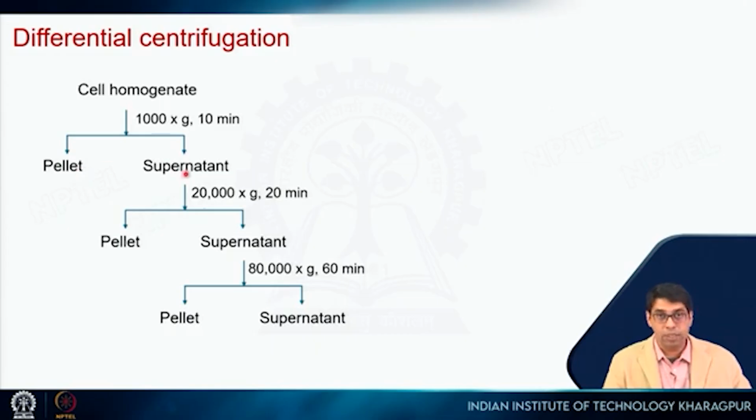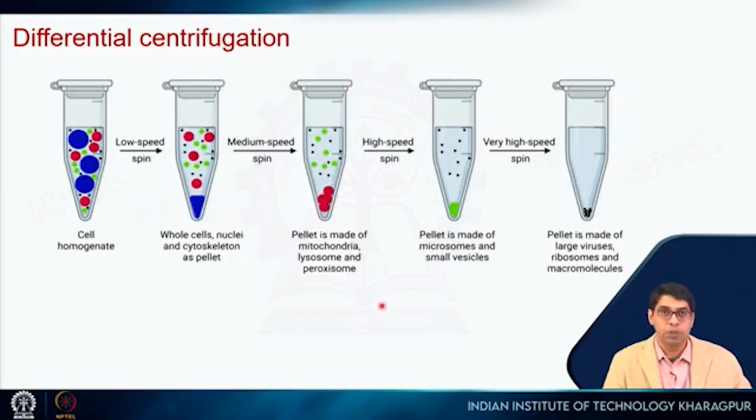Centrifugation is done at multiple steps. In some cases we take the pellet, in some cases we take the supernatant, then we go for a higher speed of centrifugation, right? One example is shown here. We have the cell homogenate here, and you spin it at a low speed as shown in the previous slide. Now your precipitate will form. In this case, these larger entities, whole cells, nuclei and cytoskeleton, form the pellet. All of these things go into the pellet.